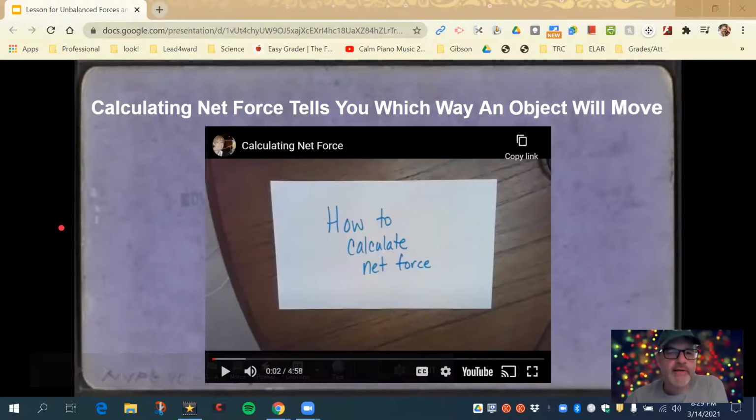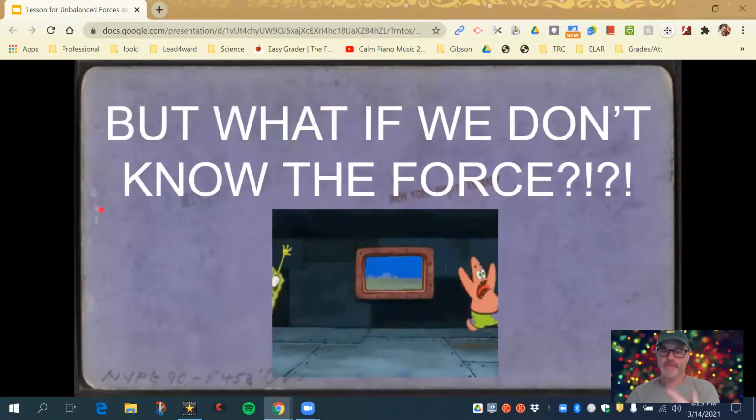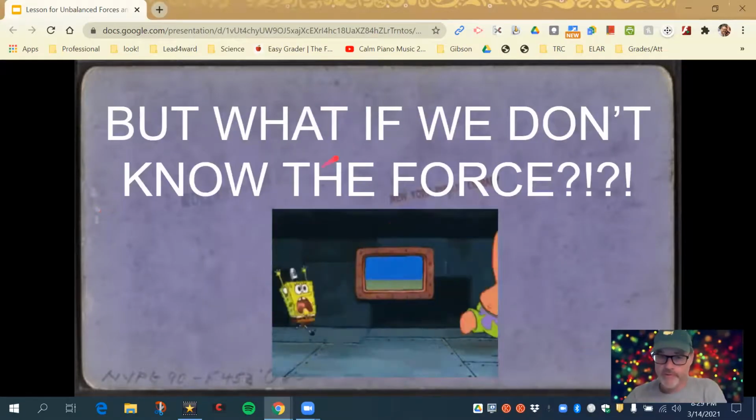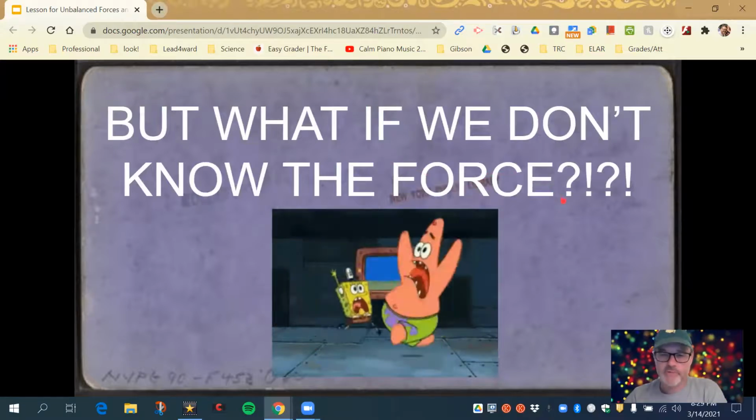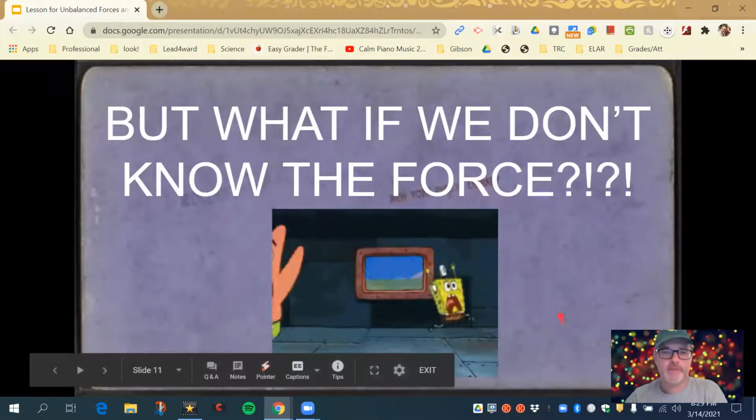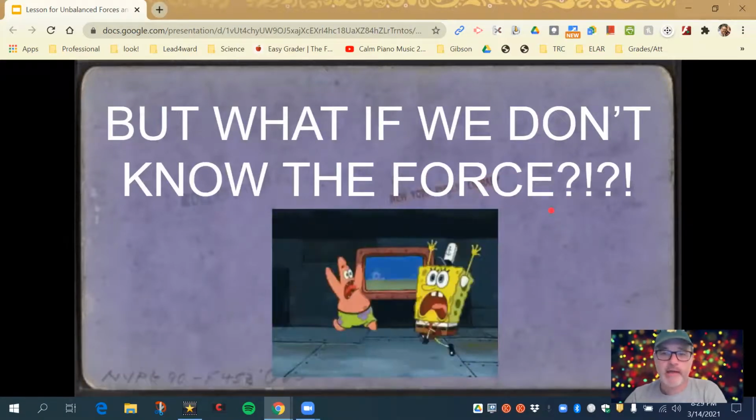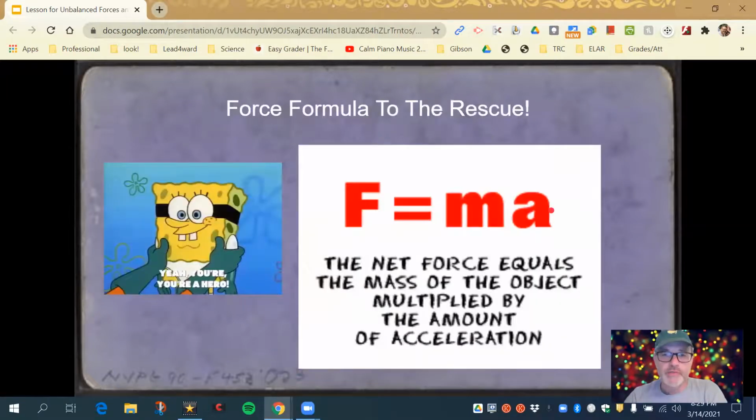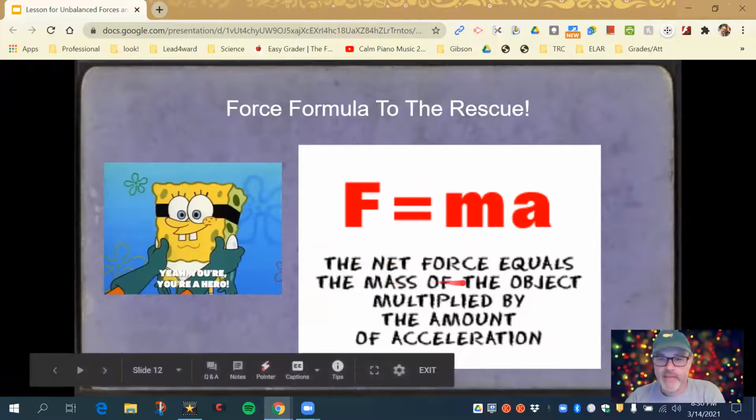All right, guys, so now that we know how to calculate net force, if they give it to us, right? But what if we don't know the net force? What if we don't know the force on the object? Well, there's a way you can find out, and the next part of this lesson is how to do that, okay? Good news, there is a formula. Just like there was a speed formula, there's a force formula, okay? And the force formula is force equals mass times acceleration. So the net force equals the mass of the object multiplied by the amount of acceleration.